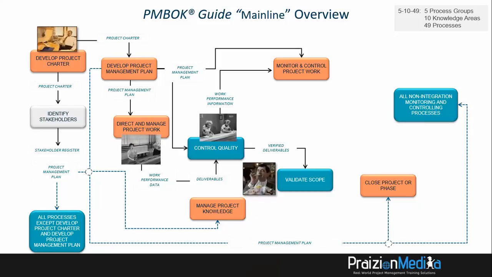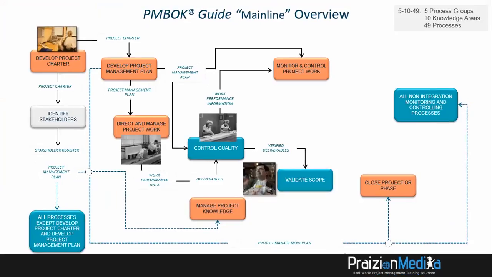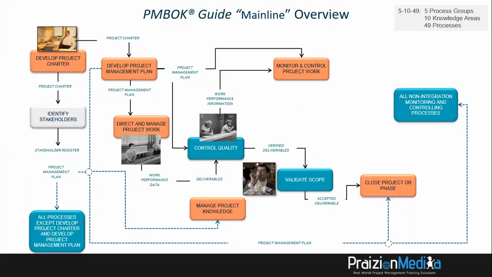Here's the customer. What exactly is the customer doing here? Or your key stakeholder, such as the sponsor? Well, they are inspecting that verified deliverable. And as they inspect that deliverable, if they approve it, you will get an accepted deliverable. That signifies the stamp of approval of the customer. And you can see what happens. It then goes to close project or phase.